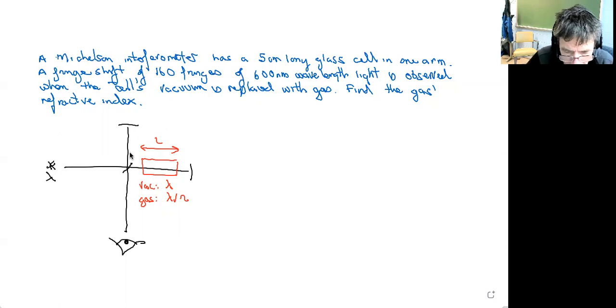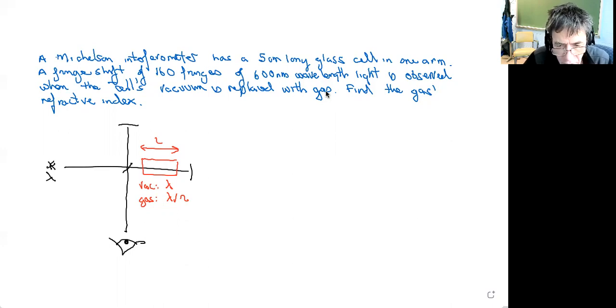I'm just going to start by summarizing some of the facts that were given in the question. The question says a Michelson interferometer has a 5 centimeter long gas cell in one arm. It's over here on the right. We're told that there's a fringe shift of 160 fringes of 600 nanometer light when the contents of the cell are changed from vacuum to gas. And based on that information, we've got to find the refractive index, lowercase n, of the gas.